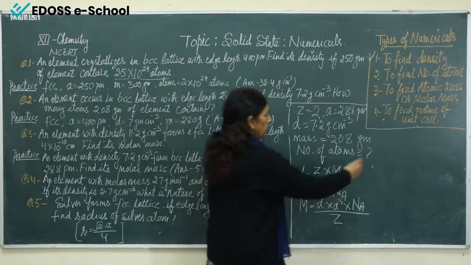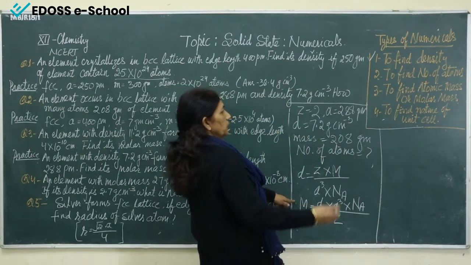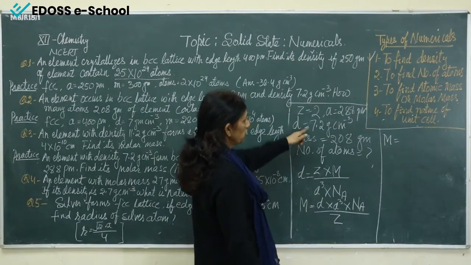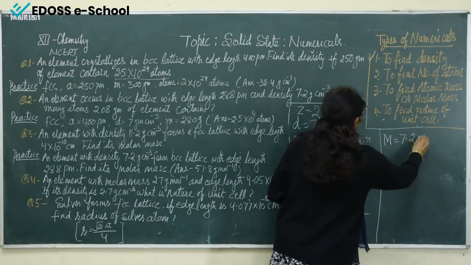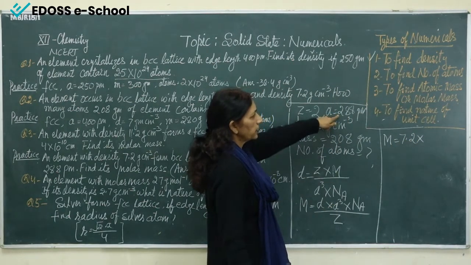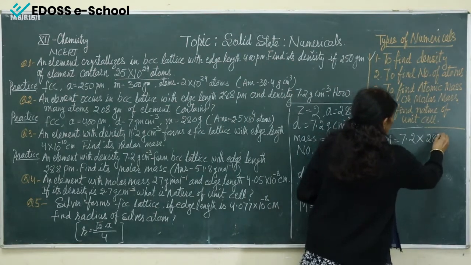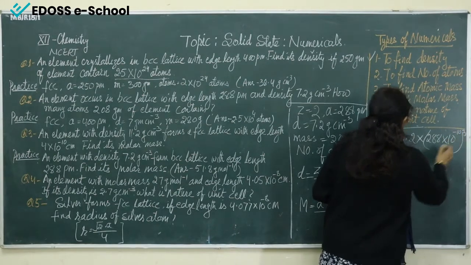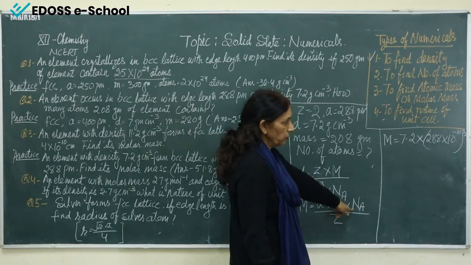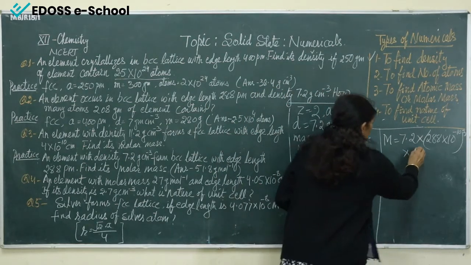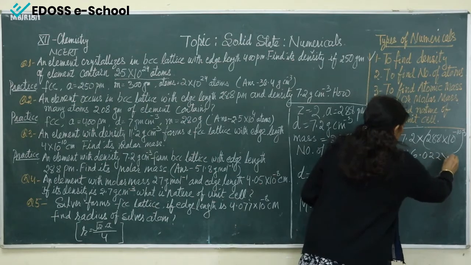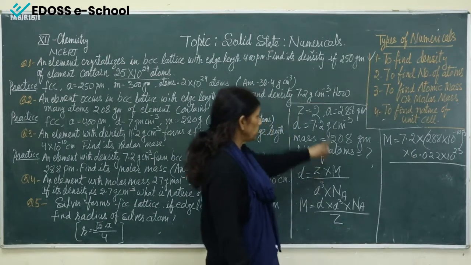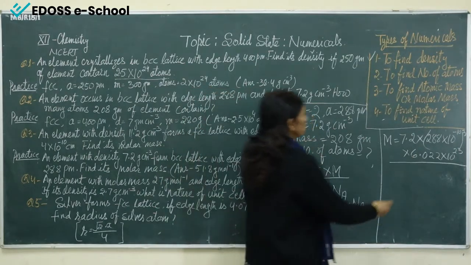Okay, now we will put here values. Now put the values. Okay, so molar mass M is equal to D. D means 7.2 we can put here. A cube is 288, so same way 288 multiplied by 10 raised to power minus 10 whole cube and multiplied by Avogadro number. So this again you will have to multiply by 6.022 into 10 raised to power 23 and then upon Z. Z is equal to 2 because it is BCC structure, so we will put here 2.